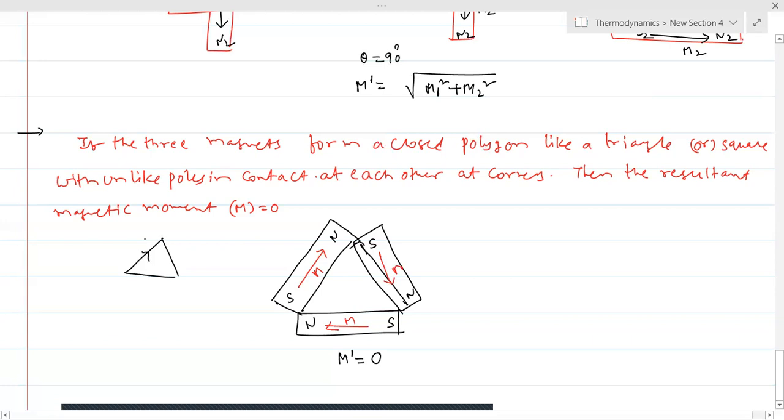For example, if we have three forces which are represented by the adjacent sides of a closed polygon, then the net force is equivalent to 0.